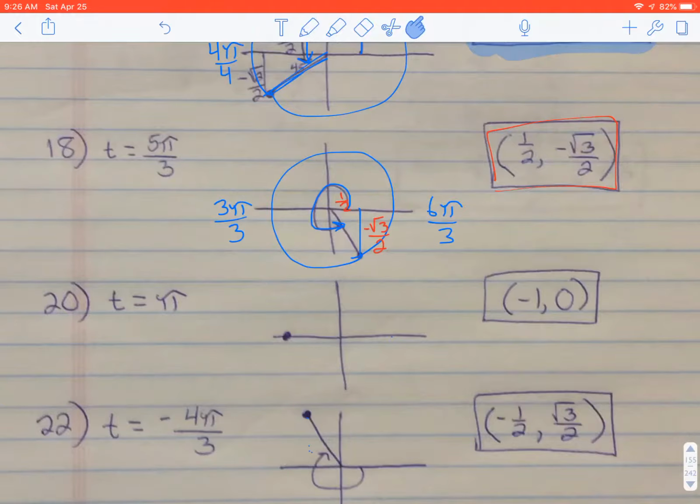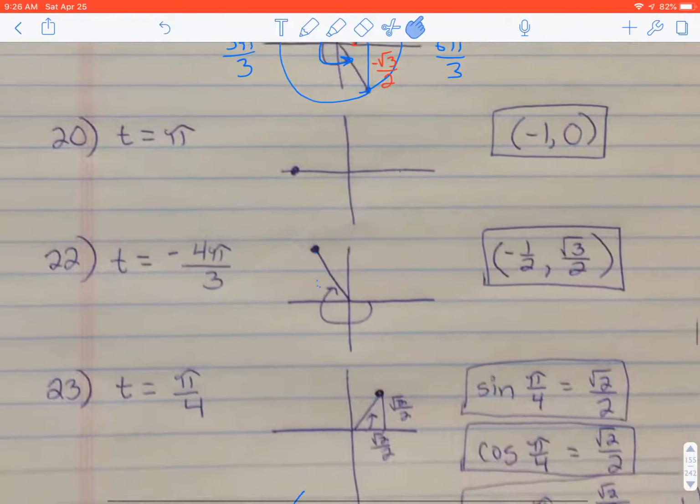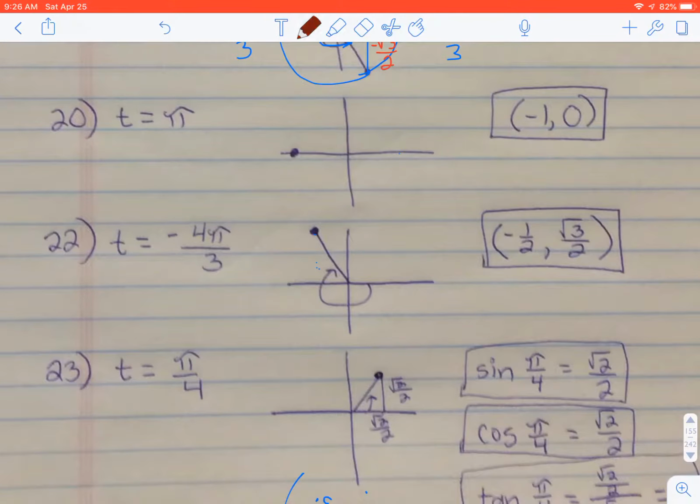Okay. Number 20, pi. That one should be pretty basic. Okay, we know pi is right here on our unit circle. Okay, the ordered pair for that is negative 1, 0.